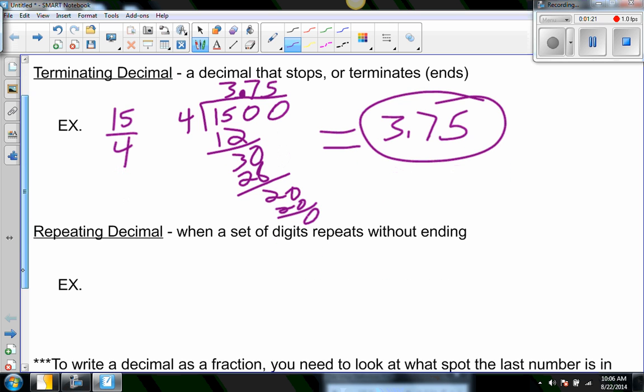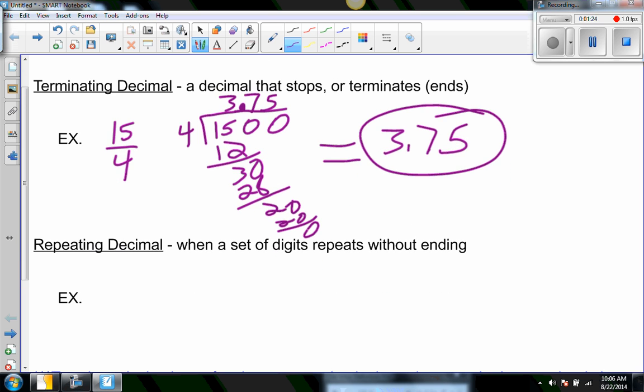Repeating decimal: when a set of digits repeats without ending, so it goes on forever and ever. So again, I'm going to start with a fraction. How do you change a fraction to a decimal? You put the top number in the box and divide it by the bottom number. And I know that I'm going to need to borrow, so I'm just going to go ahead and put some zeros in there. Decimal point comes straight up.